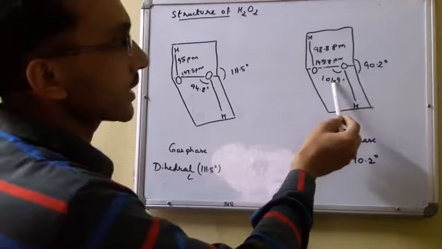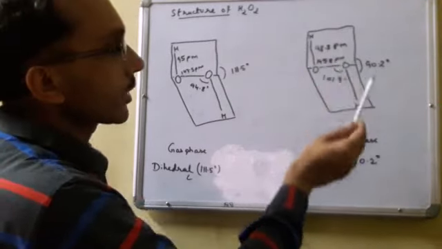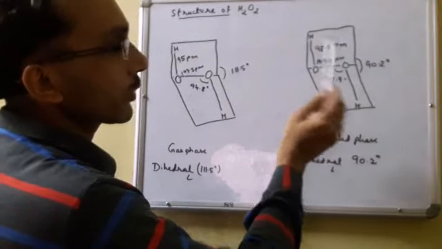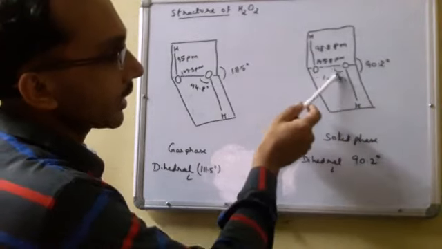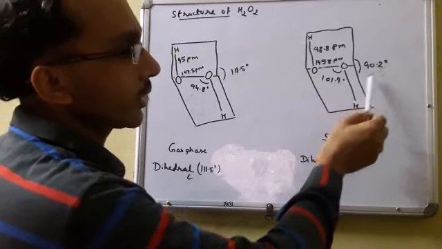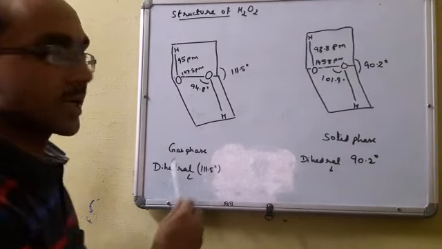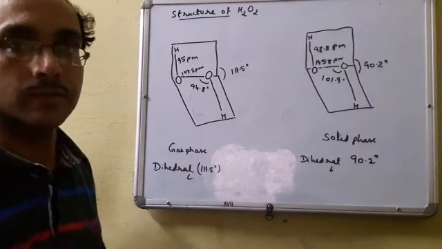Similarly, in case of solid phase, the bond length of oxygen-hydrogen is 98.8 picometer. The oxygen-oxygen bond length is 145.8 picometer, and this angle is 101.9 degree. Here also the dihedral angle is 90.2 degree. Understood the structure of H2O2 in solid phase as well as in gas phase? Understood?